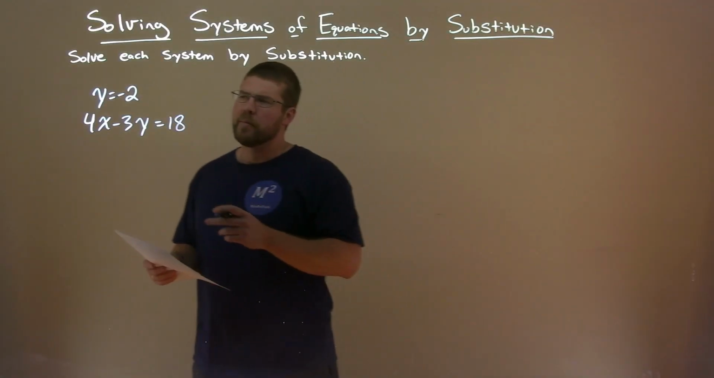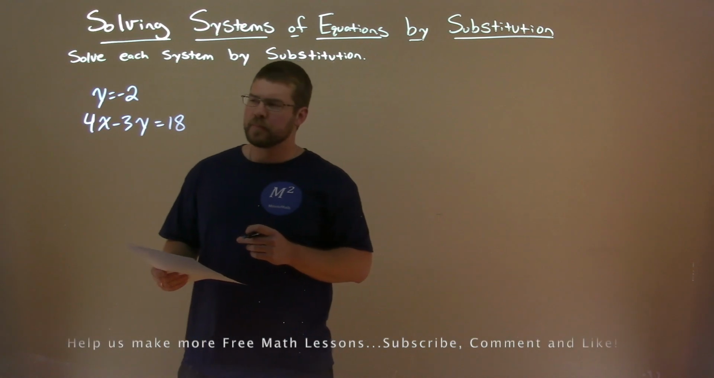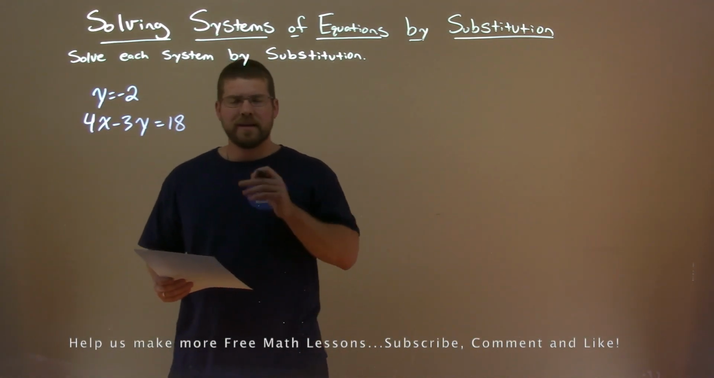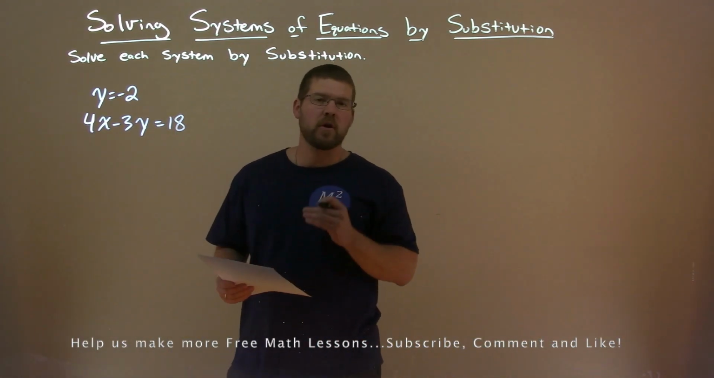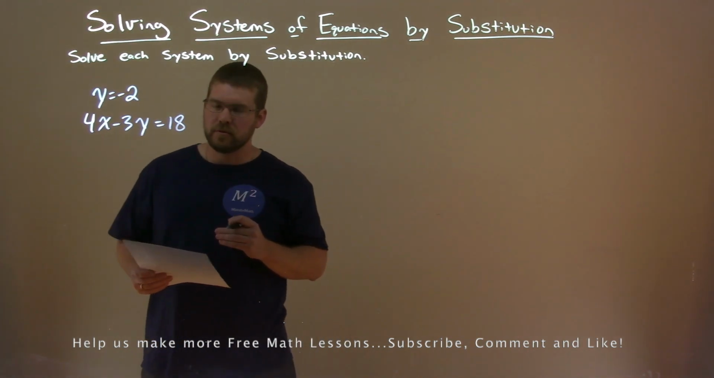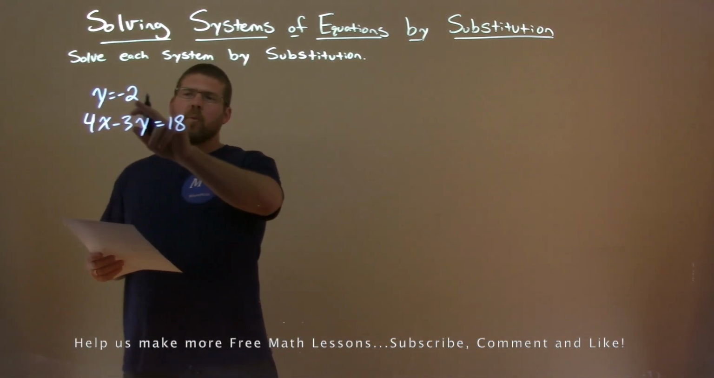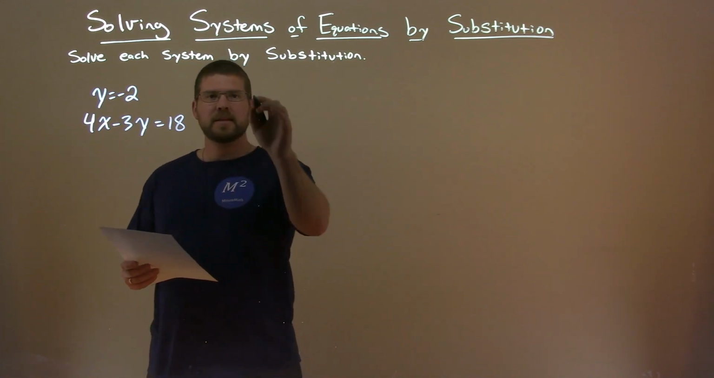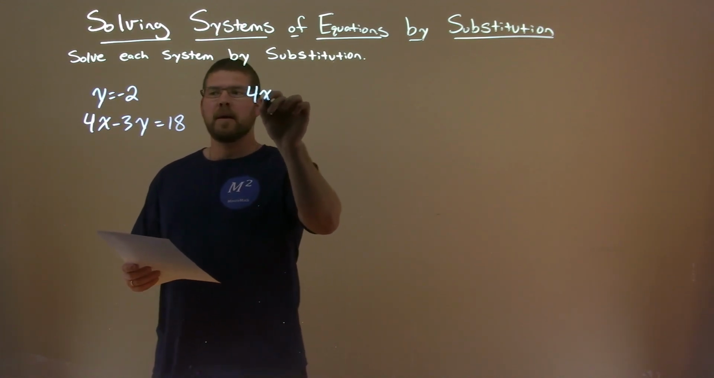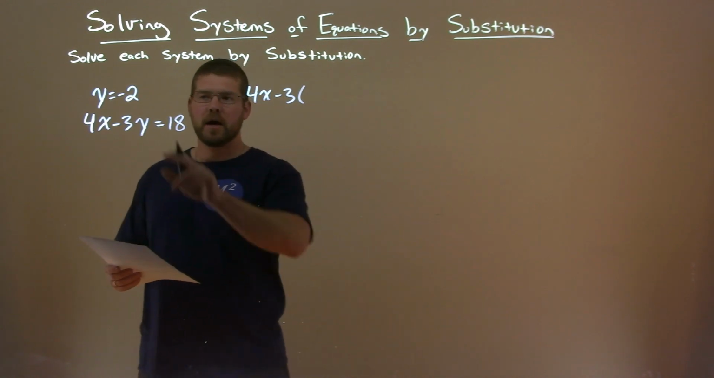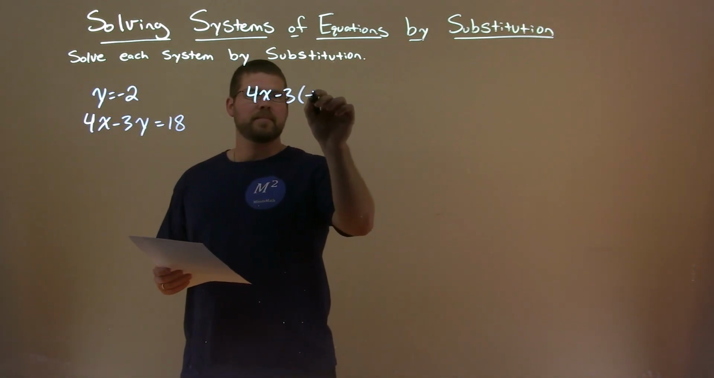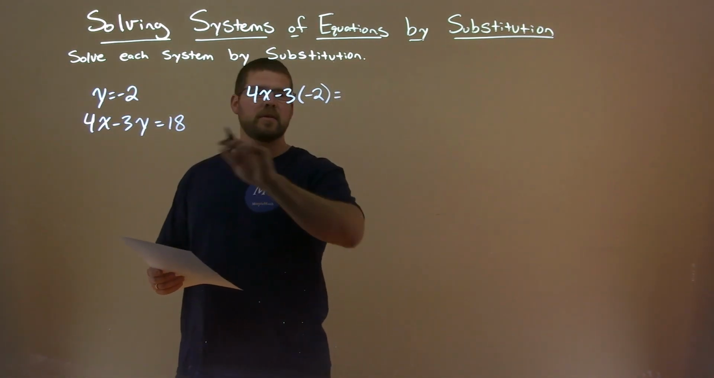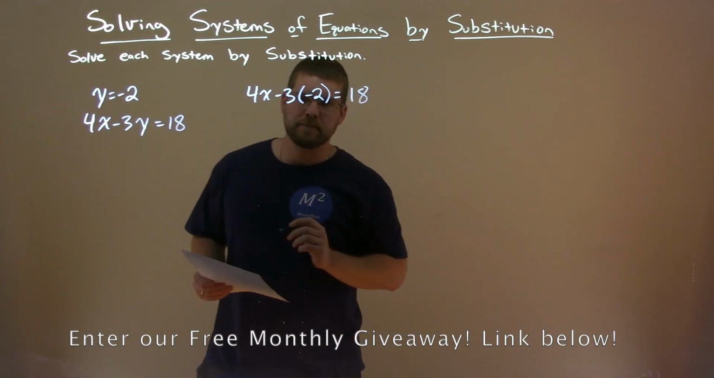We're given this problem, y equals negative 2, and 4x minus 3y equals 18. And we want to solve this by substitution. Well, y equals negative 2 is already by itself. That helps us. So we take the second equation, 4x minus 3, and instead of y, we put a negative 2 in there. And then continue the equation, equals 18.